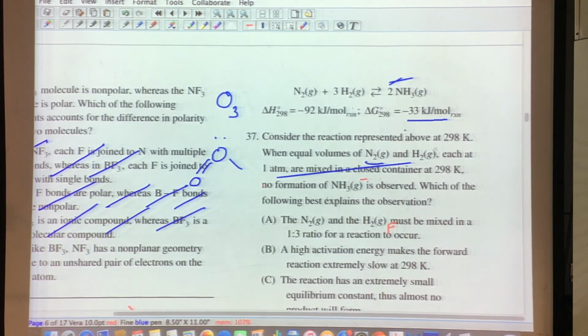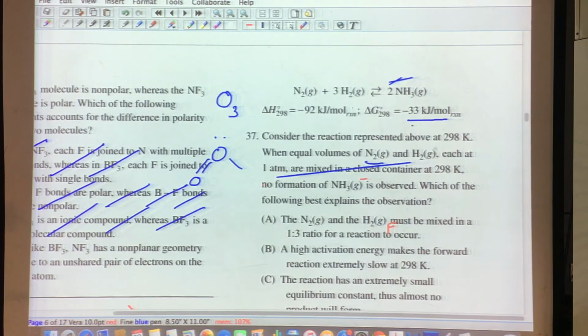Delta G is negative. Spontaneity has nothing to do with the rate of reaction. How fast the reaction goes has nothing to do with how negative delta G is. This is spontaneous. It is very negative. But what do we have with all reactions?